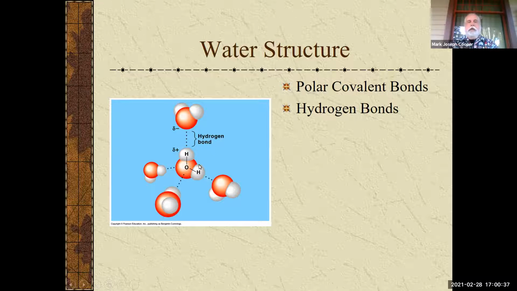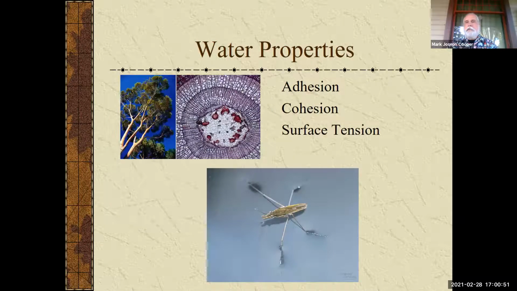Okay, so within a single water molecule, you have polar covalent bonds. And between 2 water molecules, you have hydrogen bonds. So very important, need to remember that. Okay, so what we want to do is look at the 7 properties of water. And again, here's 3 of them.